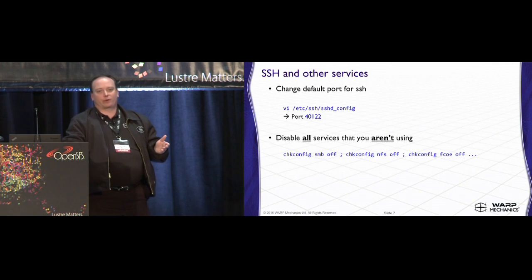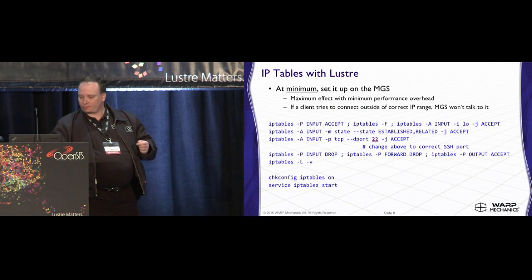And we also recommend disabling every service that isn't critical to the system. By default, Warp Storage operating system comes with everything turned off except for SSH, and then you have to turn on services one at a time until you have a working solution for the customer. I tend to recommend that you take the same approach if you're building your own Lustre solution.